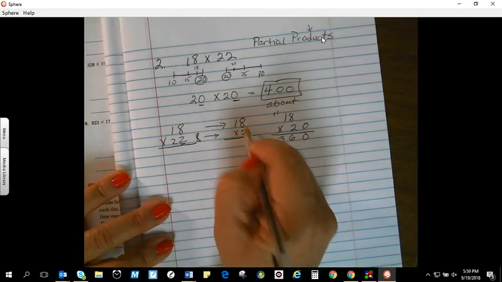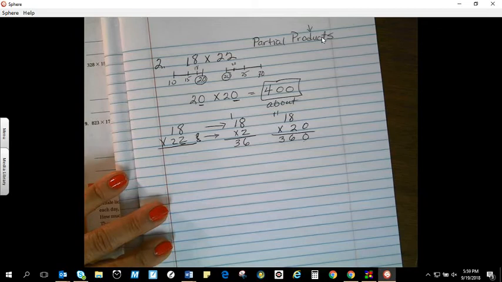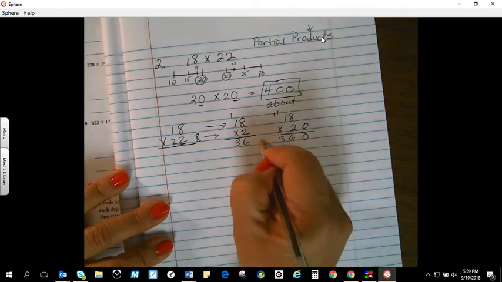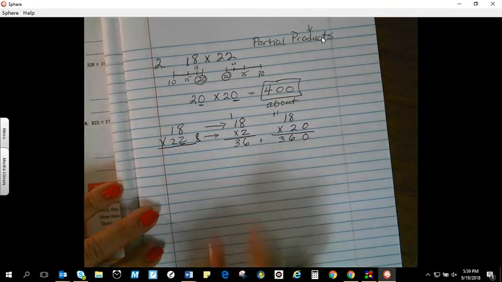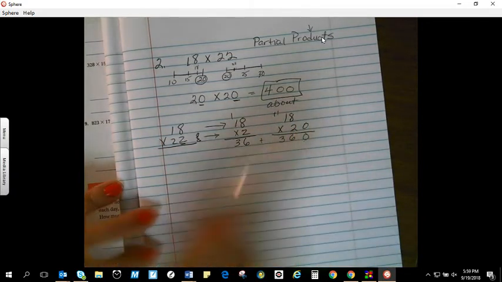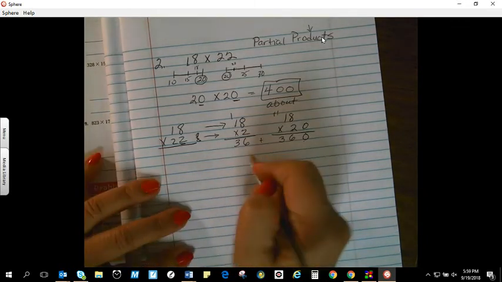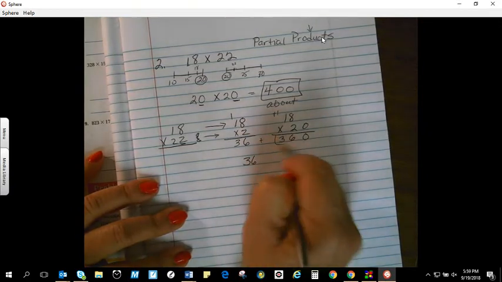So 2 times 8 is 16. Carry my 1. 2 times 1 is 2, plus 1 is 3. Okay? And so now I'm going to add those together. Now I told my class sometimes you just read this over. Sometimes you will get confused. I want you to think about some of the mistakes you've made in the past that got your answers incorrect. So I'm going to take this out of here and bring it down.